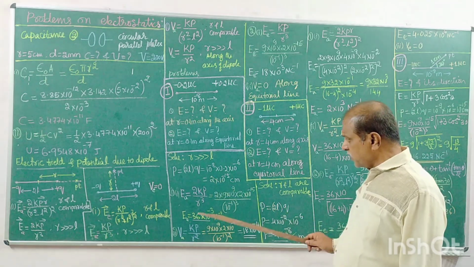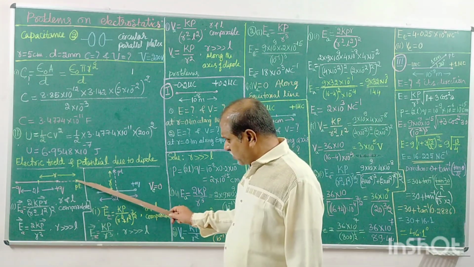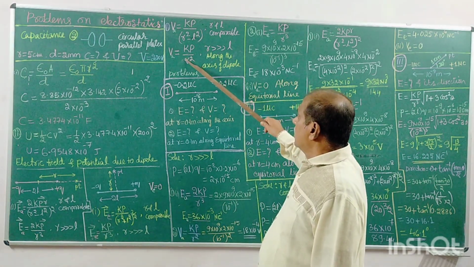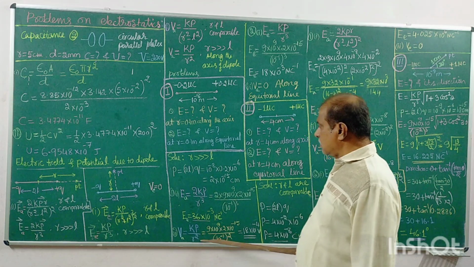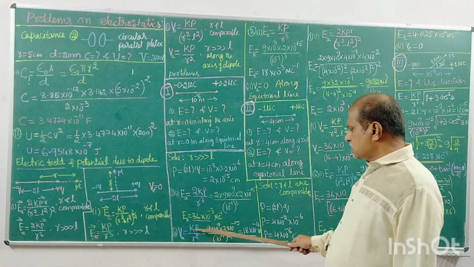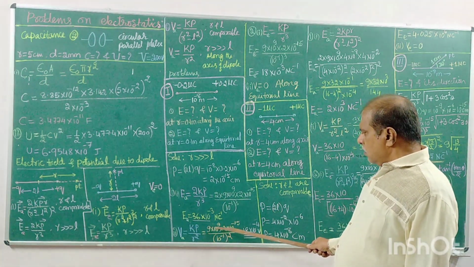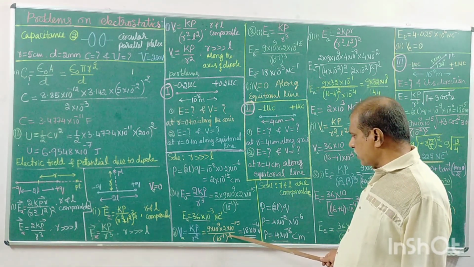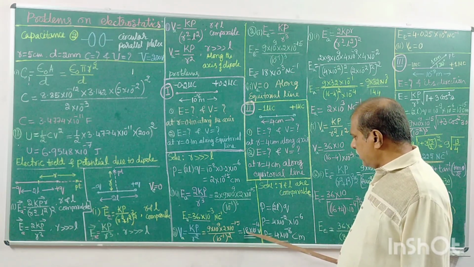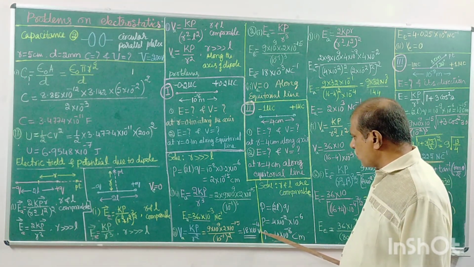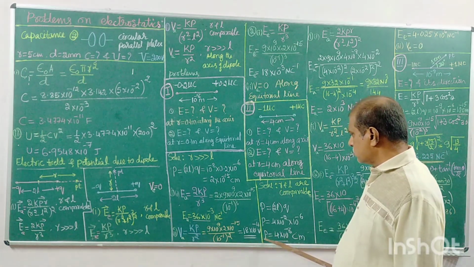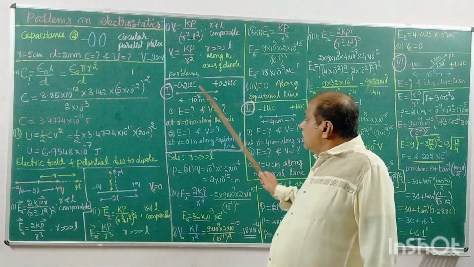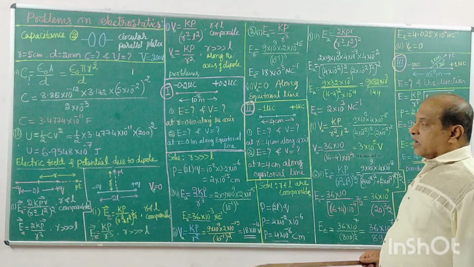In the same way, let us calculate the electric potential at this point along the axis. The selection is kp by r square along the axis. Substitute the value of k, the value of p and the value of r, 10 to the power of minus 1 whole square. Simplify, you get 18 into 10 to the power of minus 4 volt. That is the potential at this point along the axis.